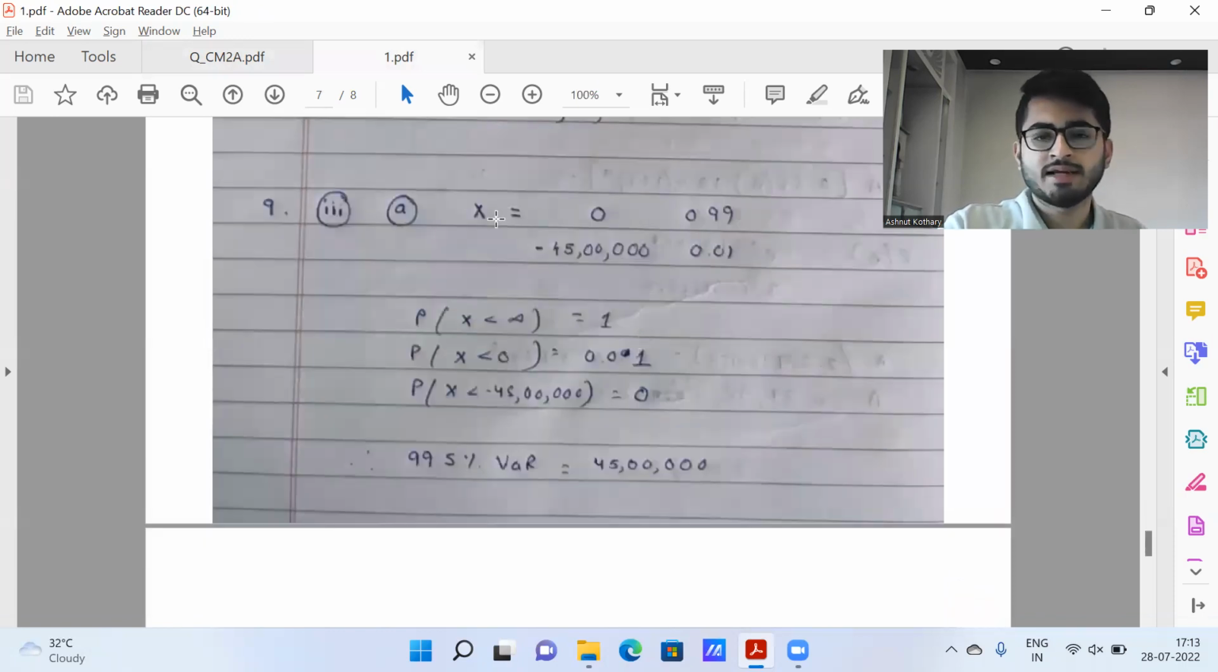Describe the random variable X, which is, let's say, the payoff or the profit for the insurance company, ignoring premiums, just the payoff, you could think. 0 minus 45 lakh, because its expected loss is 90% of 50 lakh, which becomes 45 lakh. So 0.99, 0.01, in this way I get the 99.5% VaR as 45 lakh here.